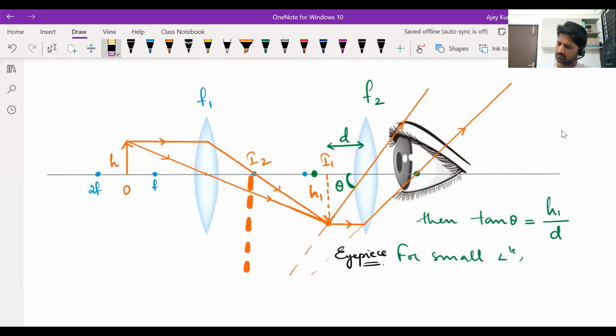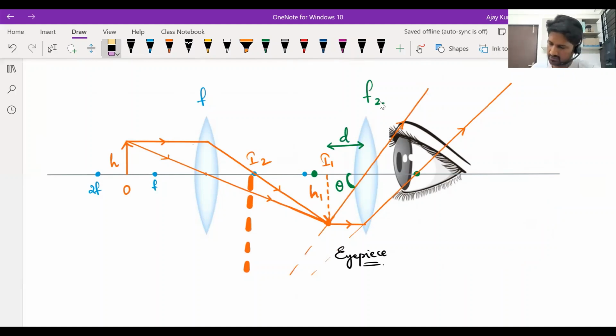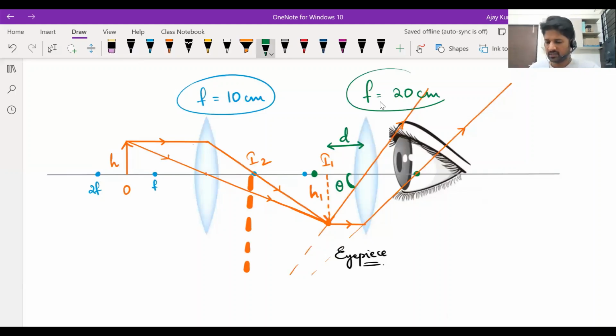So what all do you need to know for magnification? You need to know where the object is placed first of all, and you need to know the focal lengths of these lenses. Let's say the objective lens has a focal length of 10 centimeters. I'm just taking some random values. And the eyepiece focal length, assume it is 20 centimeters. For the compound microscope to work as intended, the object must lie between f and 2f, so between 10 and 20 centimeters. I'll keep the object at 15 centimeters from the lens.